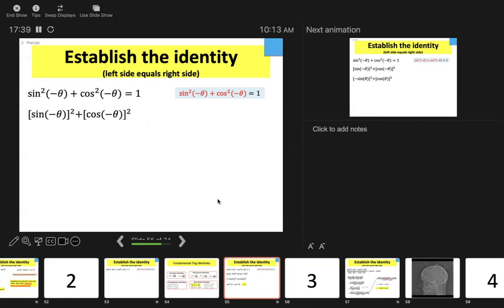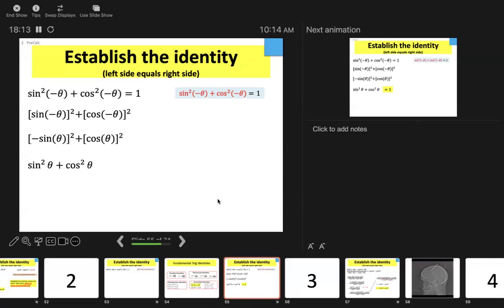Now apply the odd and even thing. It said if there's a negative for sine, what can you do? Bring the negative to the front. If there's a negative theta for a cosine, it goes away. Do you see what I wrote? Now watch this magic. It says square what's inside the parentheses, but now the negative is not on the inside. The negative is out front, so now it is a negative times a negative, and a negative times a negative is positive. And now we get exactly what we wanted.